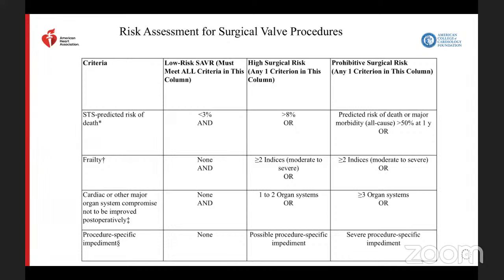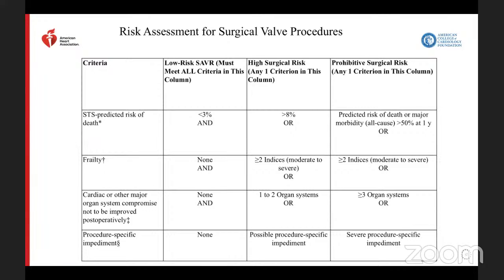To categorize the patient as high surgical risk, he has to have 1 criterion from the 4 criteria, which is STS of more than 8%, or frailty has moderate to severe frailty score, or he has 1 to 2 organ systemic dysfunction, or he has possible procedure-specific impediment.